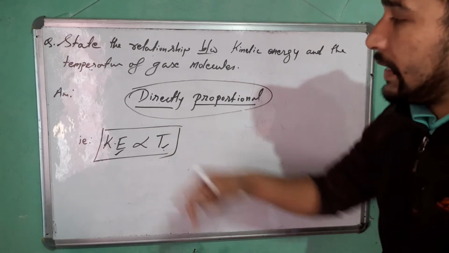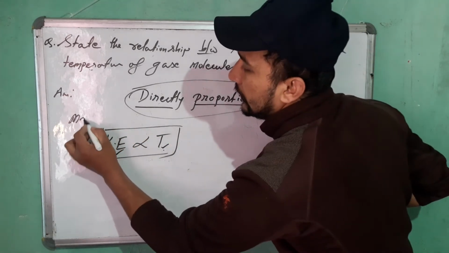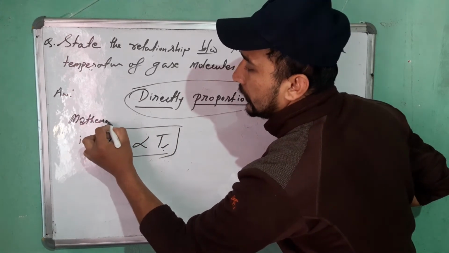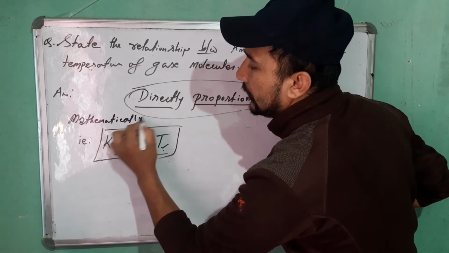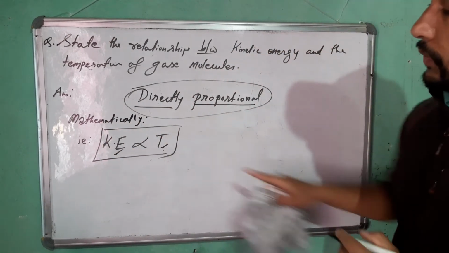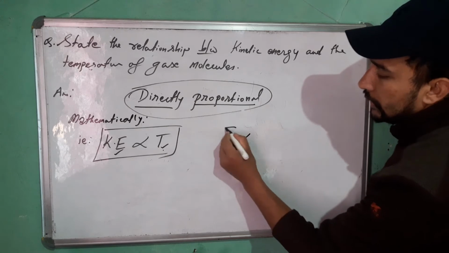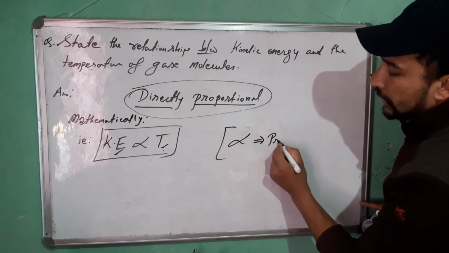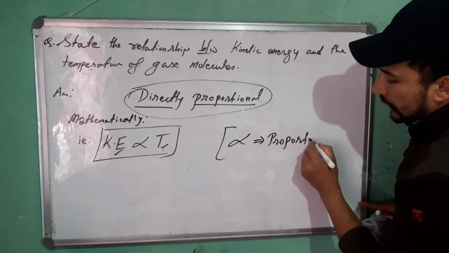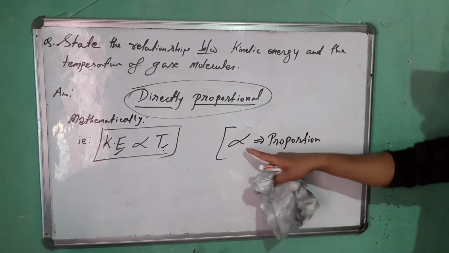So the statement you write: the kinetic energy of gas molecules is directly proportional to the temperature. Okay, and mathematically you write KE proportional to T. This is the symbol of proportion.